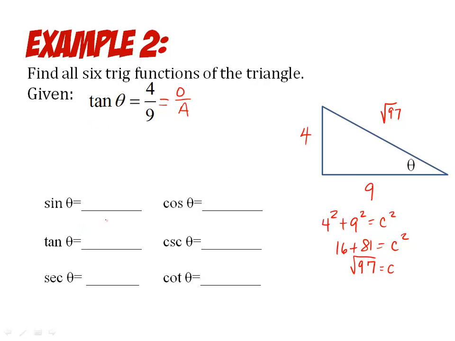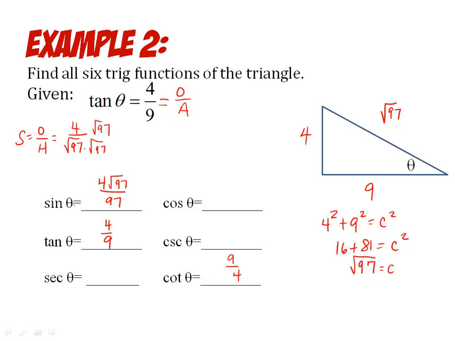So I know what tangent is. I can fill in this already. 4/9. All right, that means cotangent is the flip, right? 9 over 4. Now let's do the sine. Sine is opposite over hypotenuse. So my opposite side is 4 over the square root of 97. Rationalize this. I'm going to get 4 square roots of 97 over 97.